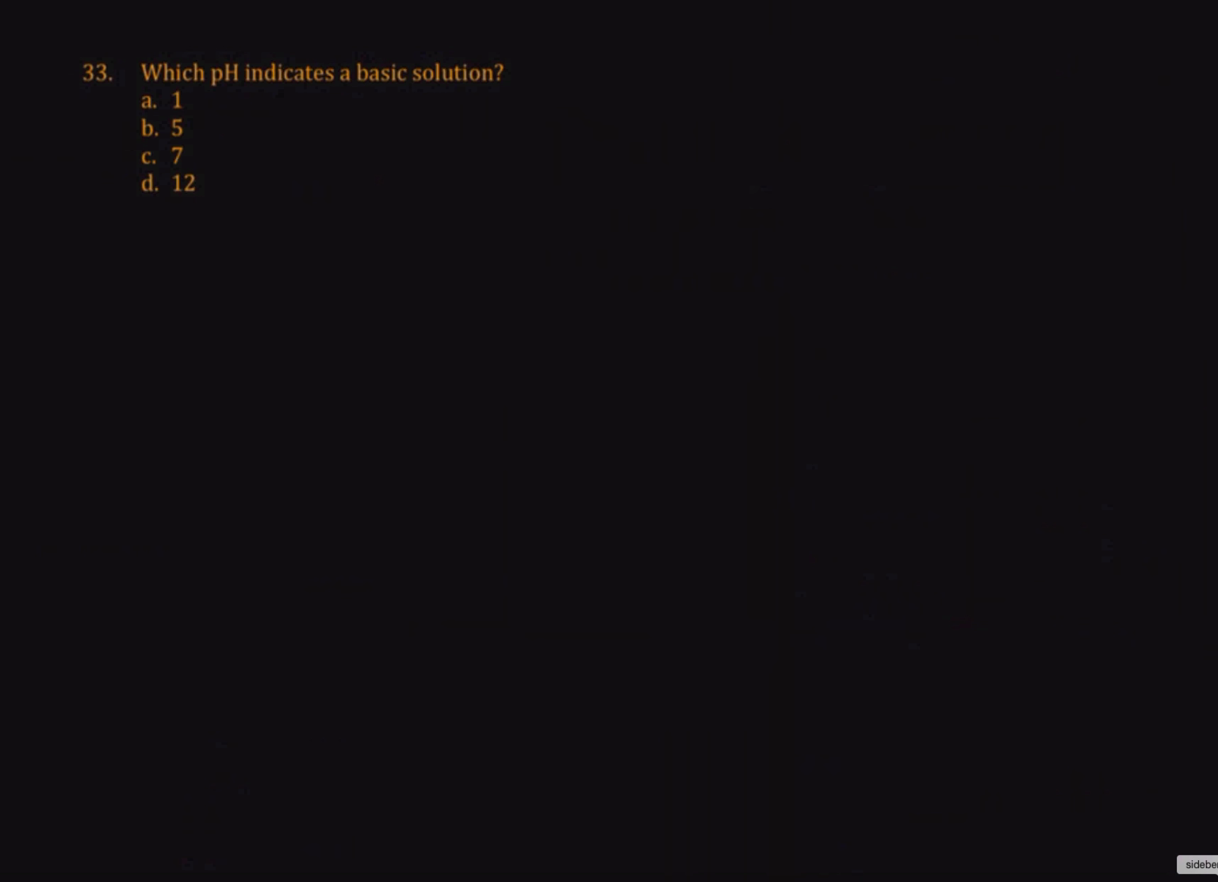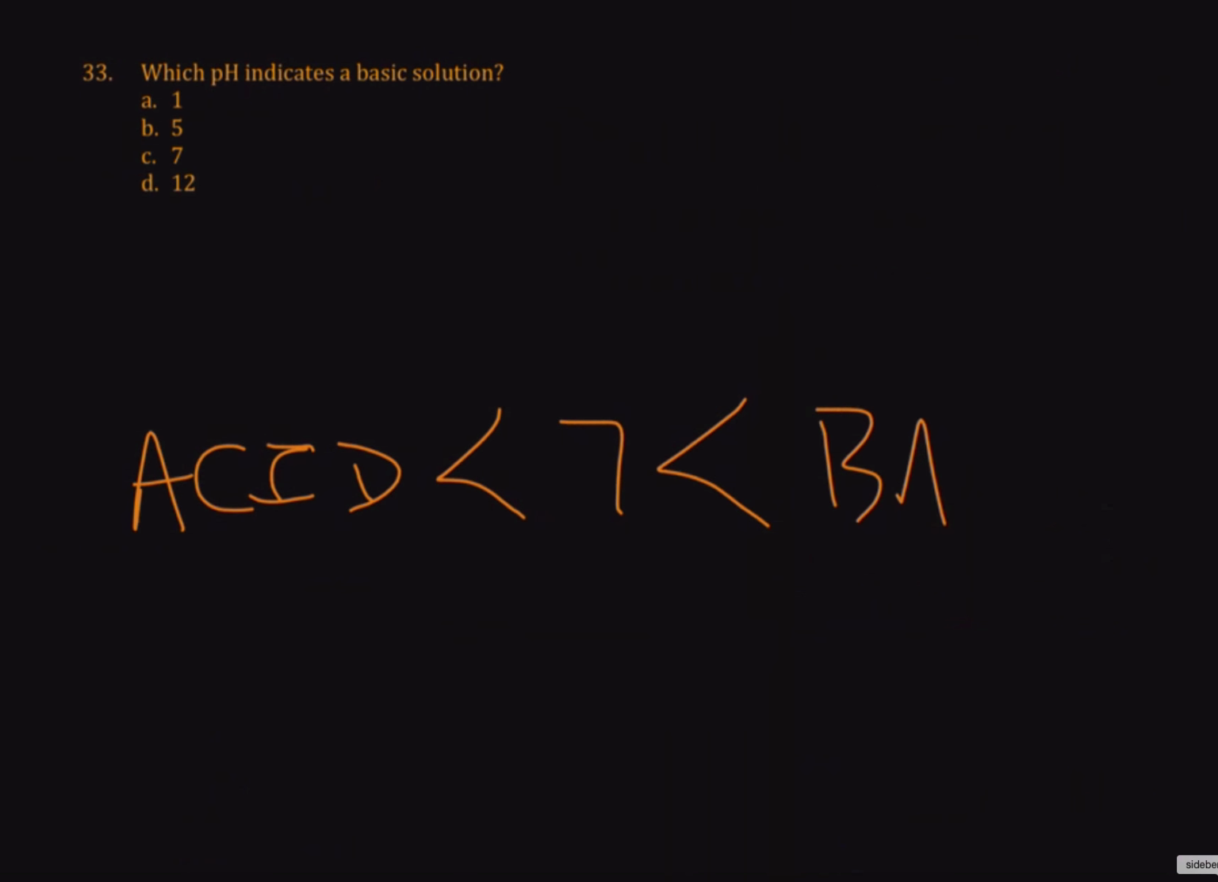Which of the following pHs indicates a basic solution? Again, acid on the pH scale is less than 7, base is greater than 7. So we need something that's bigger than 7. The only choice here bigger than 7 is 12.